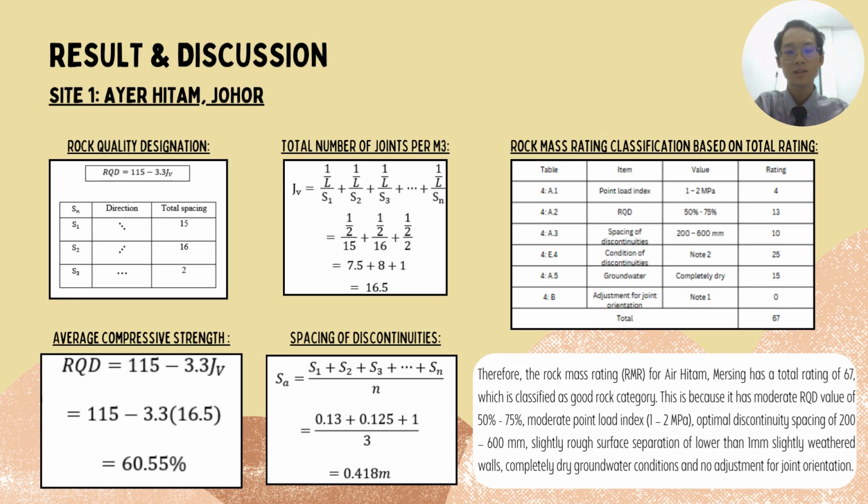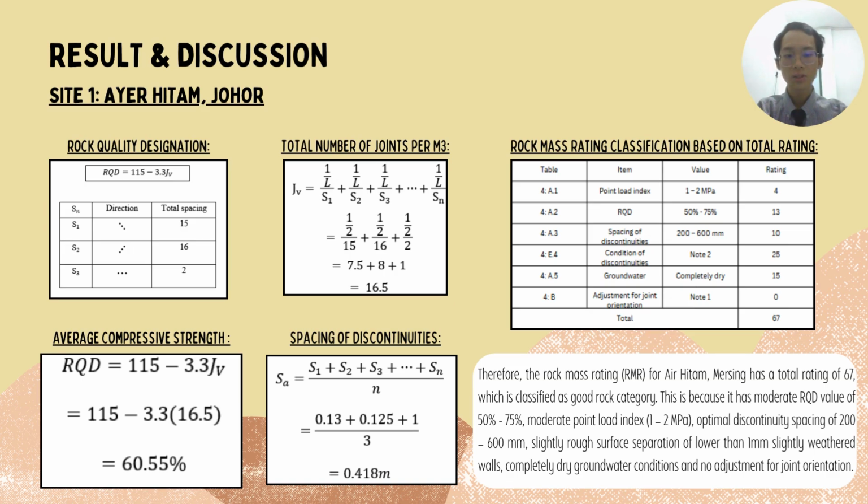For rock quality designation, RQD was determined by using the following equation: RQD equals 115 minus 3.3 Jv. To calculate the total number of joints per cubic meter, which is Jv, we can use the formula Jv equals 1 over (L over S1) plus 1 over (L over S2) plus 1 over (L over S3) until 1 over (L over Sn). The total number of joints that we get is 4.258 per cubic meter. By substituting it into the equation, we get RQD equals 100.